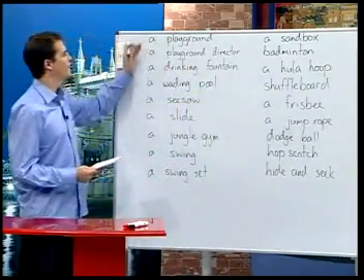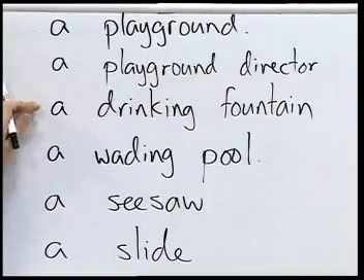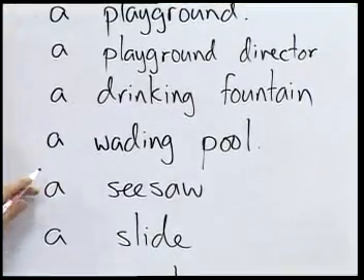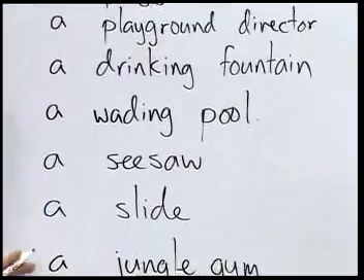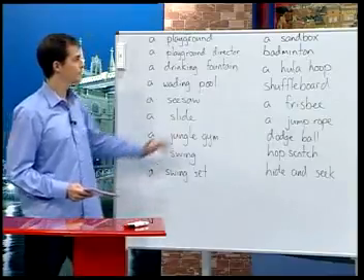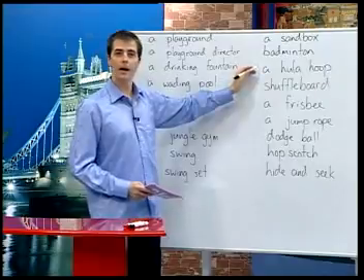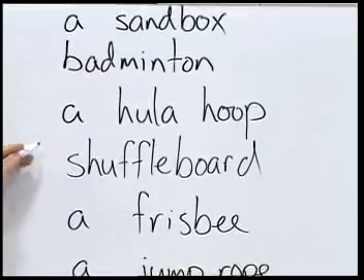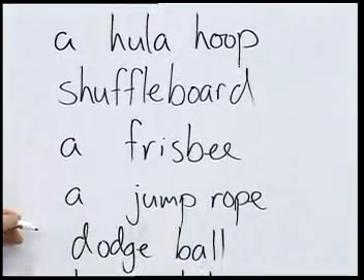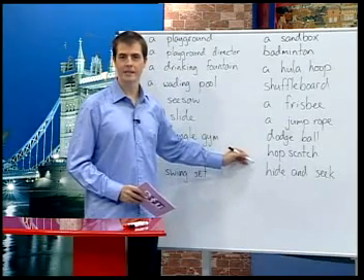Let's review these now. A playground director. A drinking fountain, a wading pool. A seesaw, a slide. A jungle gym, a swing, and a swing set. A sandbox and badminton. A hula hoop, shuffleboard. A frisbee, a jump rope, dodgeball, hopscotch, and hide and seek.